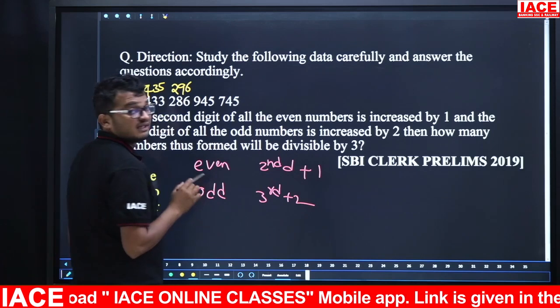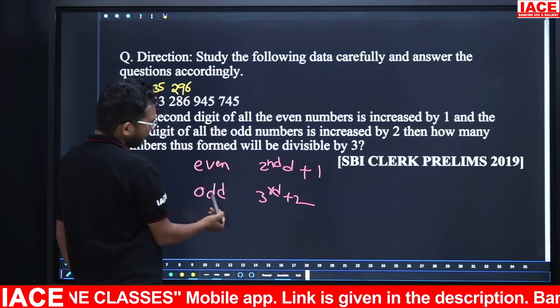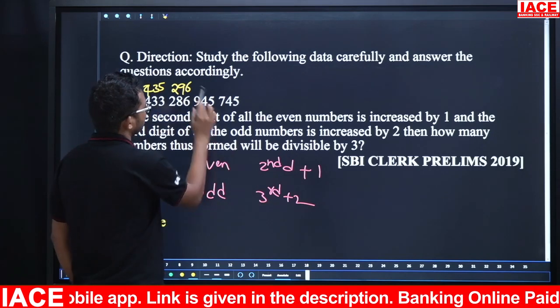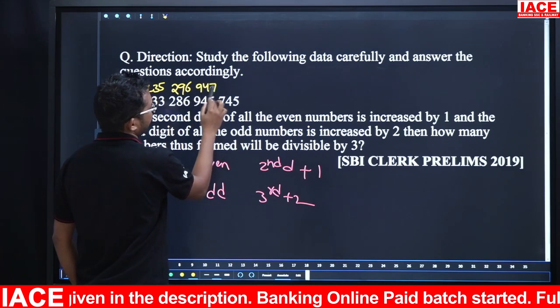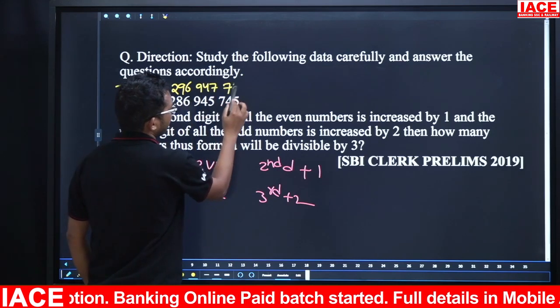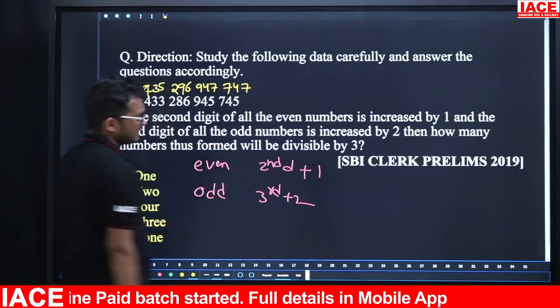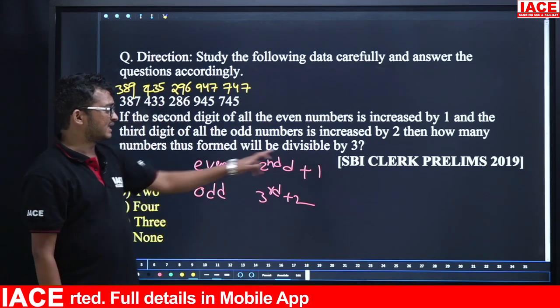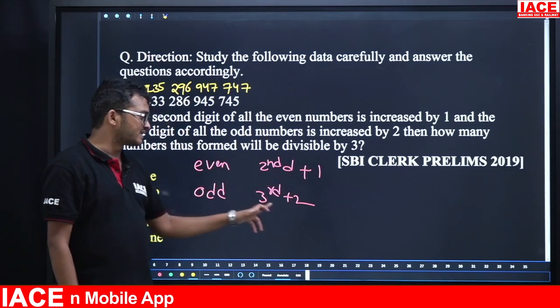296. Next, 945 is an odd number. The third digit is increased by 2. Then this one becomes 947. Next one is an odd number, 9747. So if it is an even number, the second digit is plus 1; if it is an odd number, the third digit is plus 2.